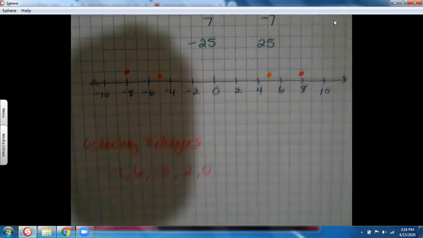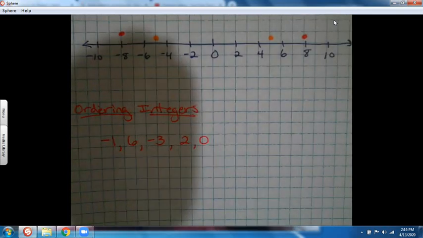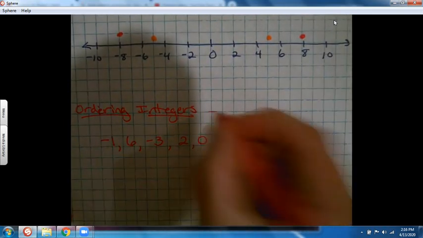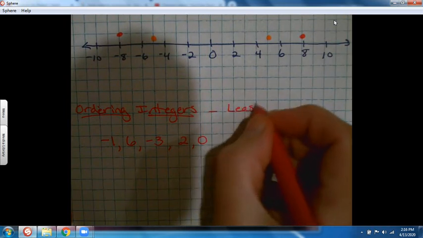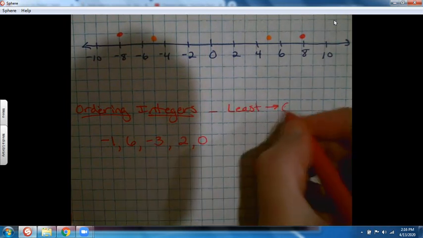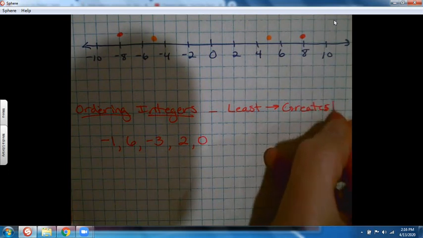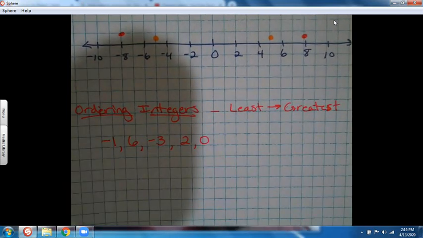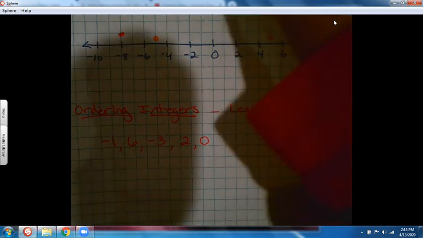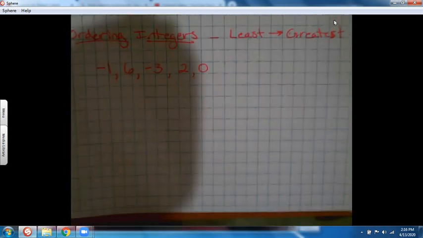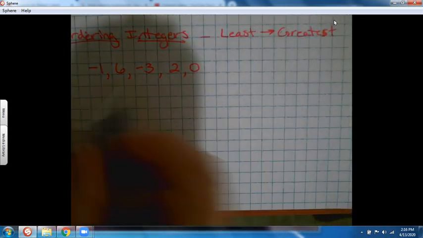Now, let's see how they go on a number line. And let's just do least to greatest. Now, if you put them on the number line, it helps a lot. So let's do that. Let's put them on a number line. My camera is not set up the way I like it. So here's my number line.